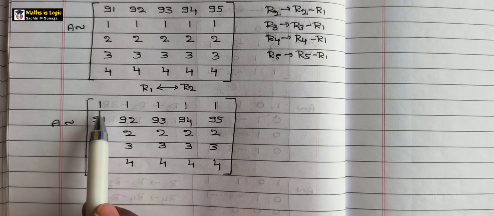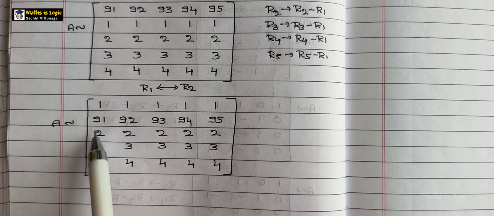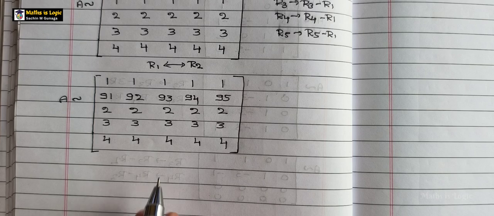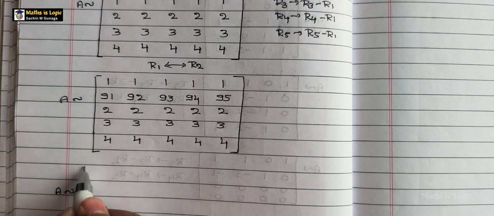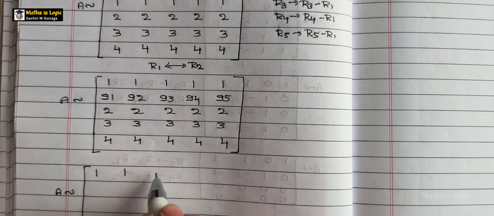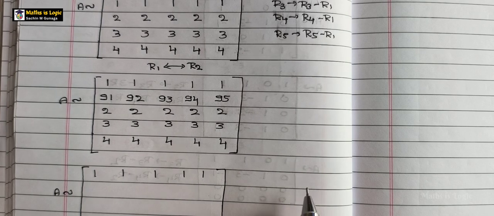Now the leading entry is 1. Next we need to make these column elements 0. Correct. Therefore, for the first row we are not changing, so keep it as it is. Next apply the row transformation.